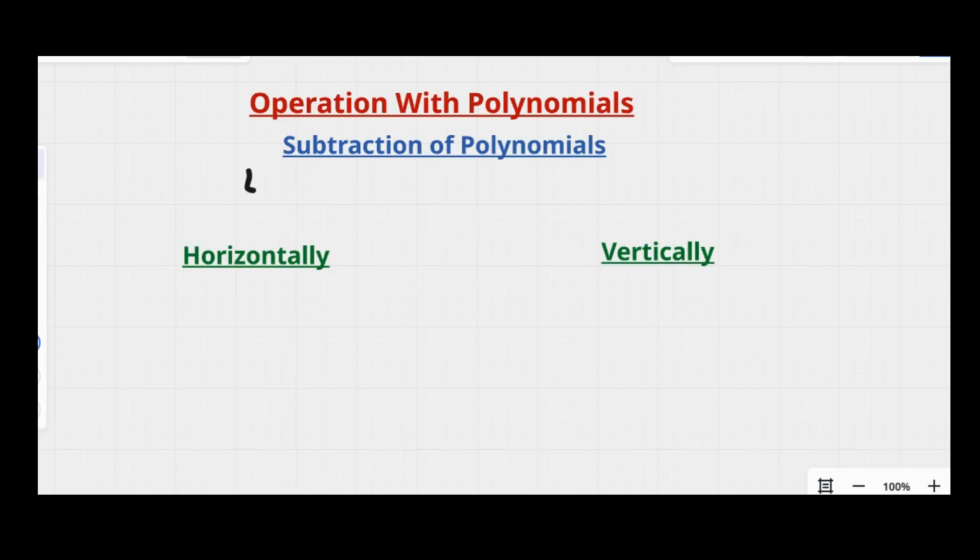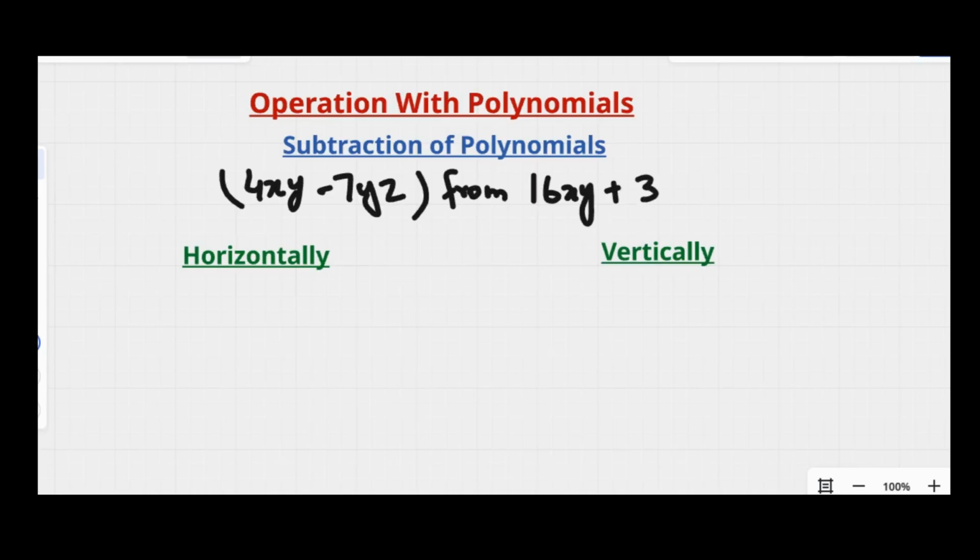Let's see: 4xy minus 7yz. We have to subtract this value from 16xy plus 3gx minus 10yz.